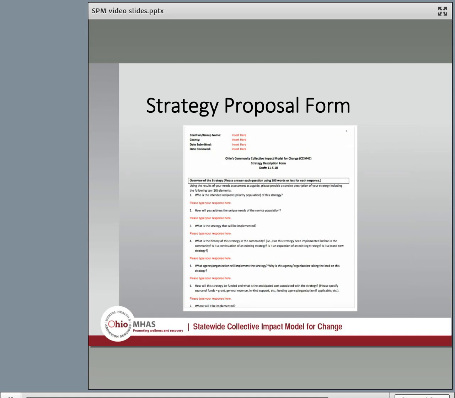Also there is your strategy proposal form. For each strategy that you identify to address each of the root causes that you've identified, you need to complete a strategy proposal form to walk through the intended recipients, how you're addressing their needs, what strategies implemented, how organizations will be involved, how the strategies will be funded, etc., so that we know that the strategy has a good plan in place.